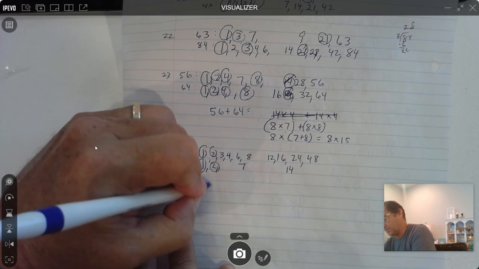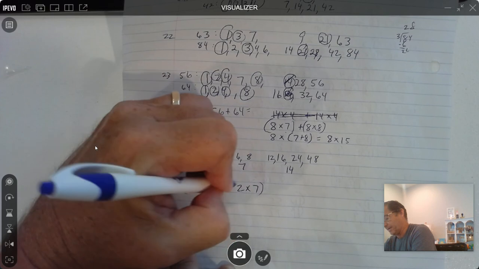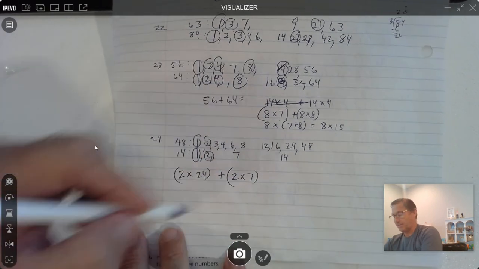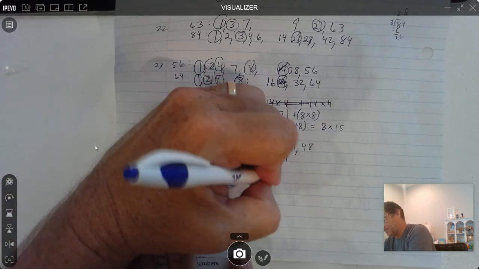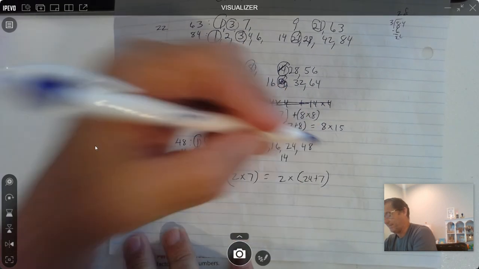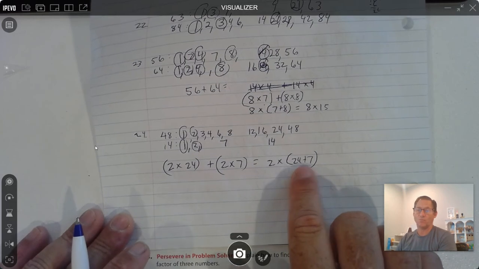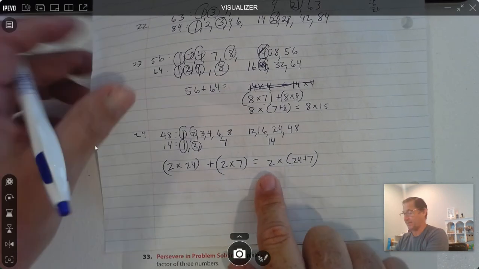So 2 times 24 plus 2 times 7. We rewrite that as 2 times the sum of 24 plus 7. Okay, again, the greatest common factor of 24 and 7 is 1, so I know I found the greatest common factor.